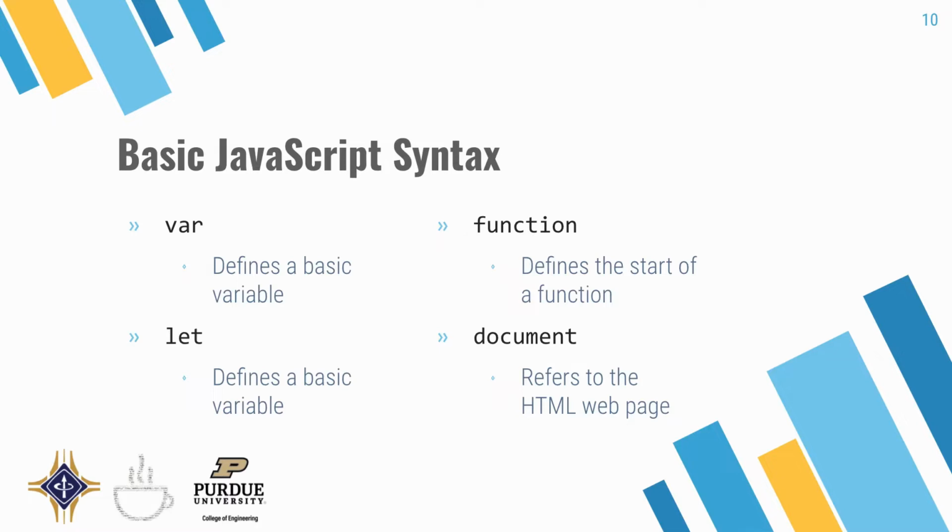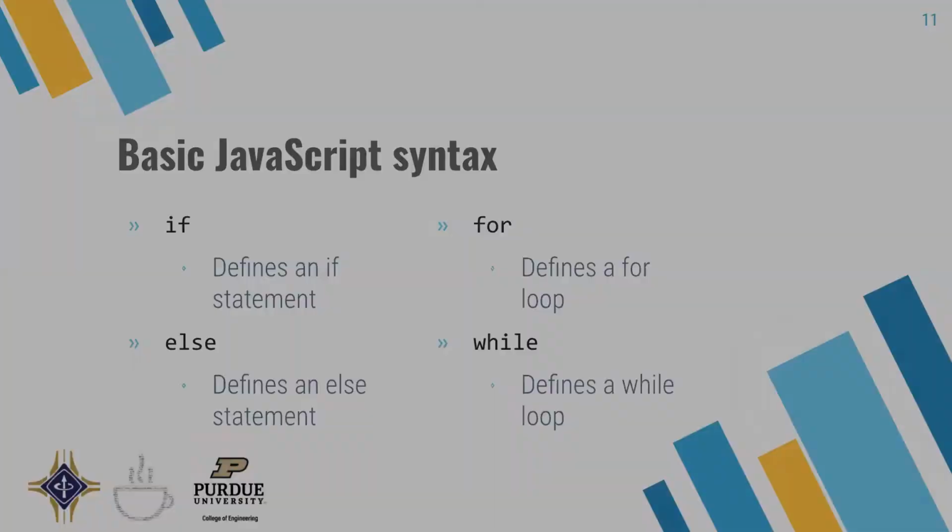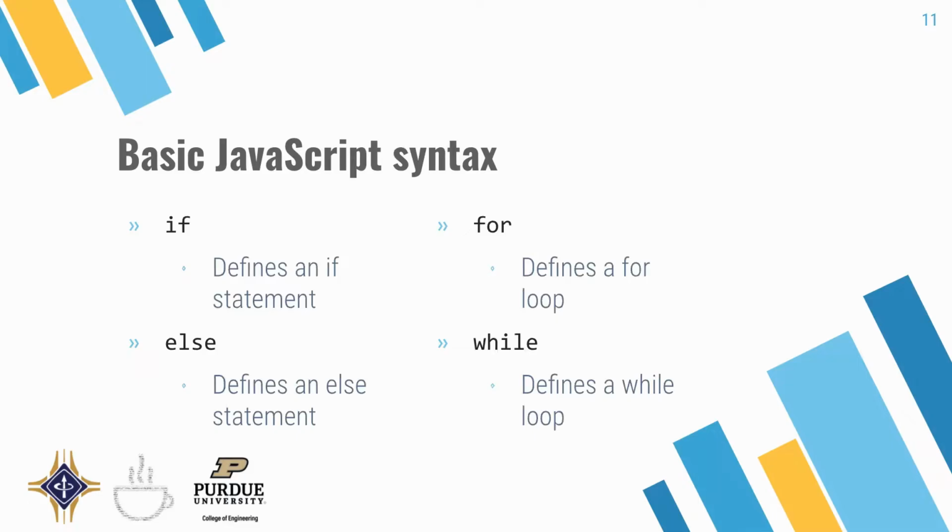And we'll get more into that and how that works later on. Here's just more JavaScript syntax. The if statement defines literally an if statement, and that's when you create your conditional. For example, if you want this to happen if the number is less than 2, that's how you do that: if x is less than 2.